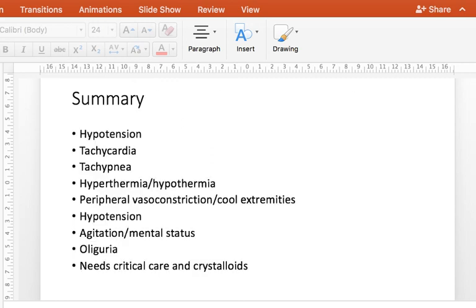So to summarize, if you are in a situation where you see a patient who has low blood pressure, high heart rate, high breathing rate, cold to the touch or very warm to the touch, cool extremities, they may be agitated, they may have changed mental status, ask them how often they've peed, maybe they haven't done so very often. These people need critical care and crystalloid fluids.